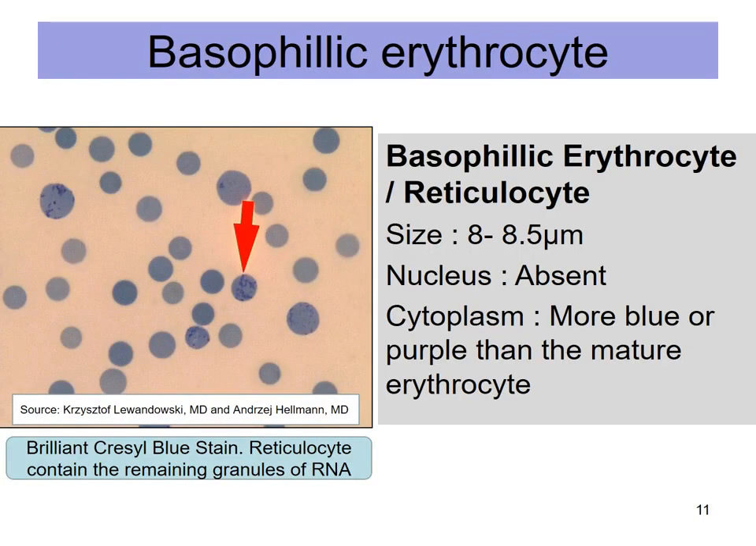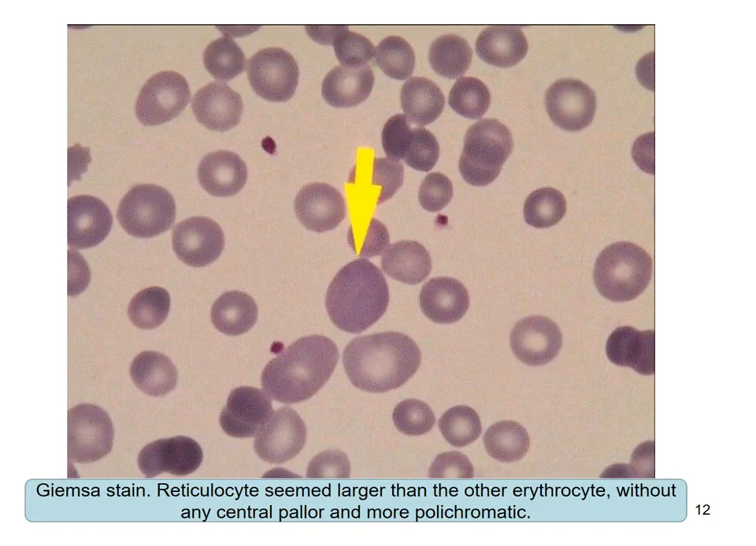Next is the basophilic erythrocyte, or what we usually call a reticulocyte. It has no nucleus and the cytoplasm is blue or purple. In Giemsa stain, the reticulocyte seems larger than other erythrocytes, without any central pallor, and more polychromatic.